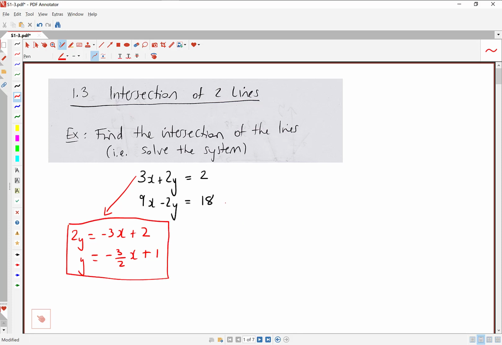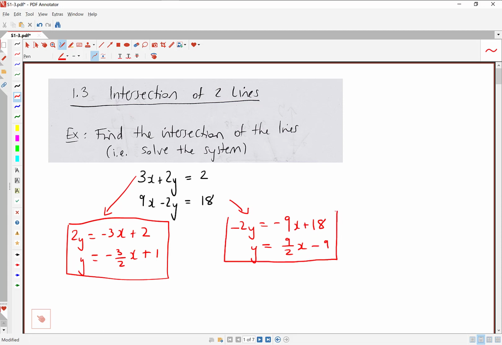Now we're going to work with the second equation and again solve for y. So let's subtract 9x from both sides. We'd have negative 2y equals negative 9x plus 18. And now we're going to divide through by negative 2. So we'd have y equals, well, when we divide negative 9 by negative 2, we get positive 9/2. So 9/2 x, and then 18 divided by negative 2, negative 9.